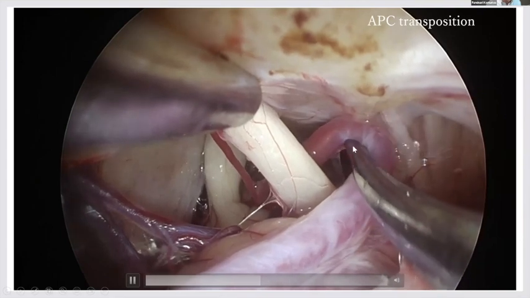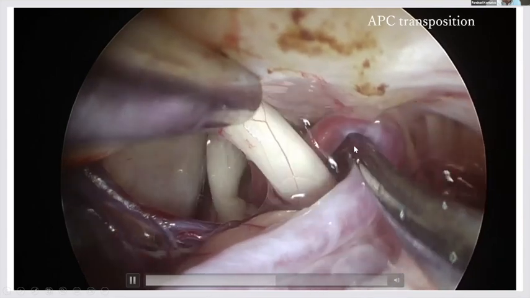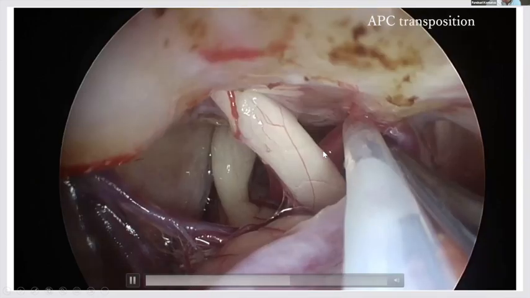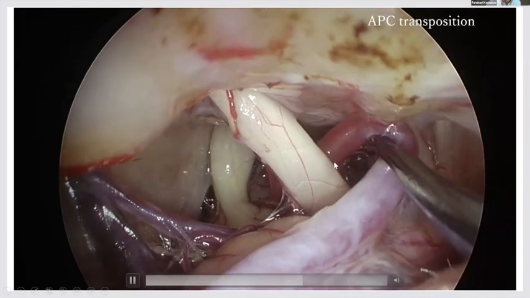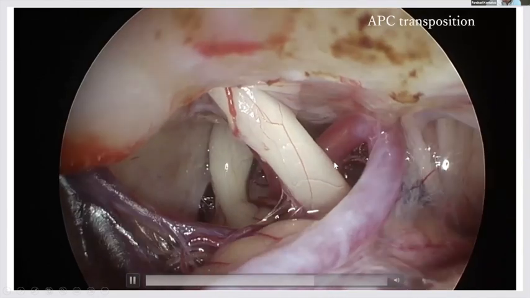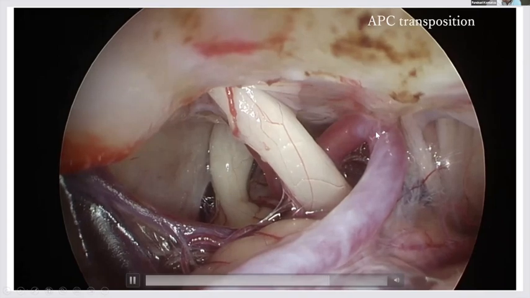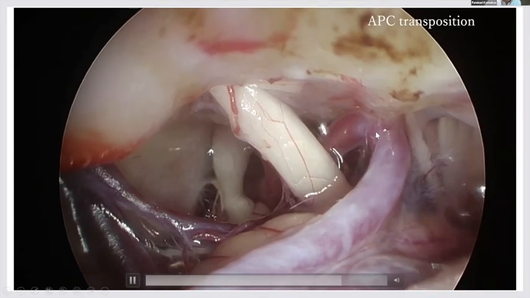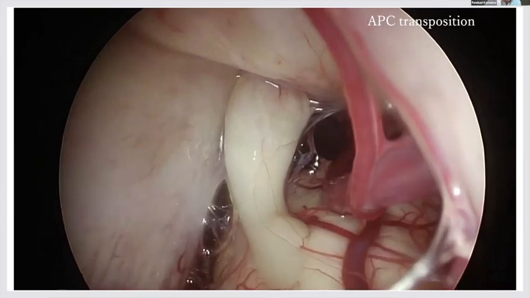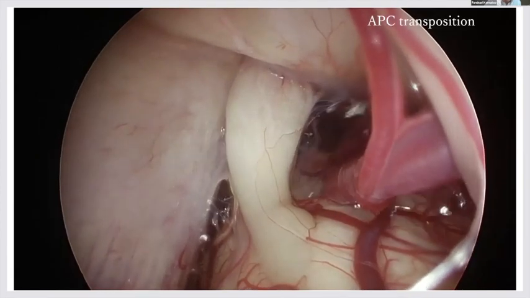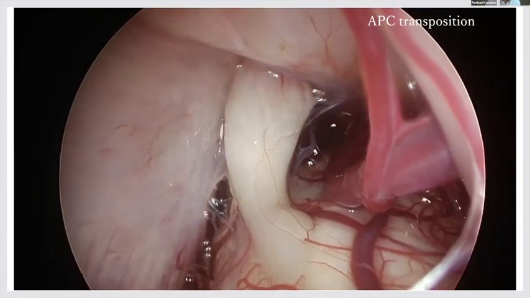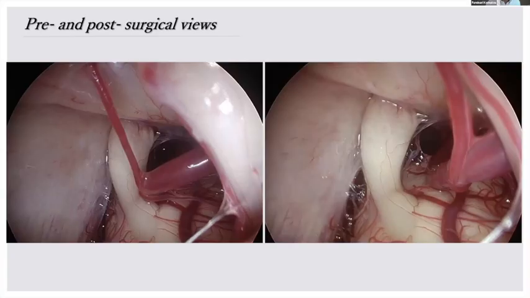The distal part of this artery is mobilized from the space between the 8 and 9 nerves and fixed at the petrosal dura like this. And then complete decompression is achieved. Pre and post surgical views are shown here.